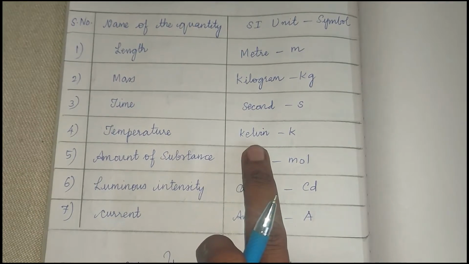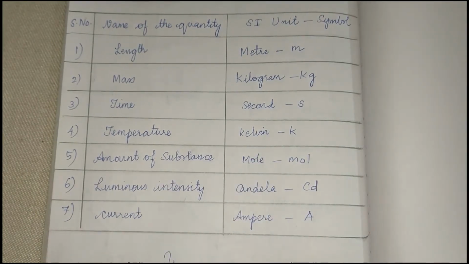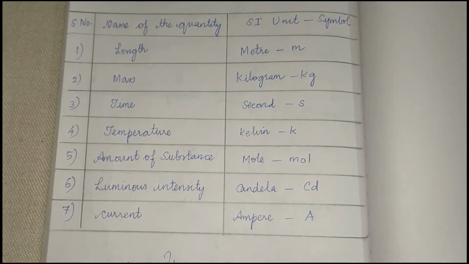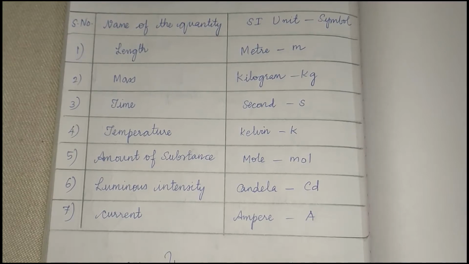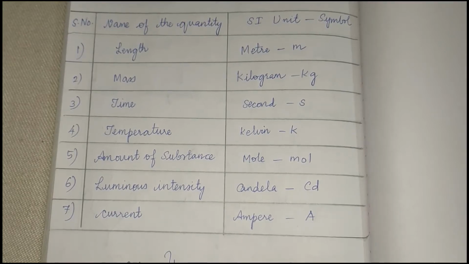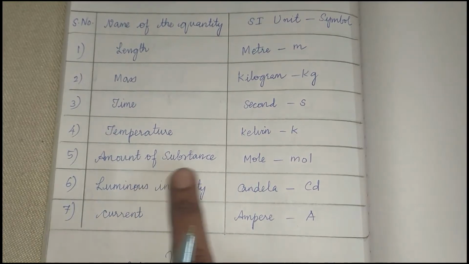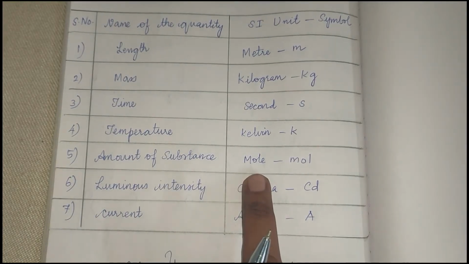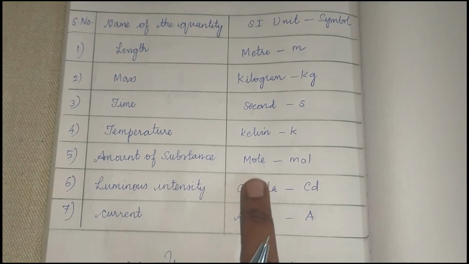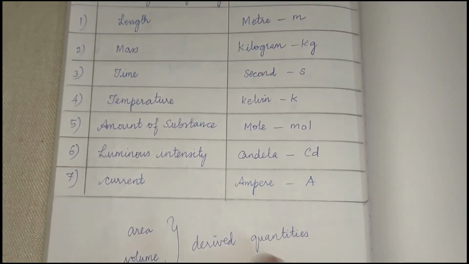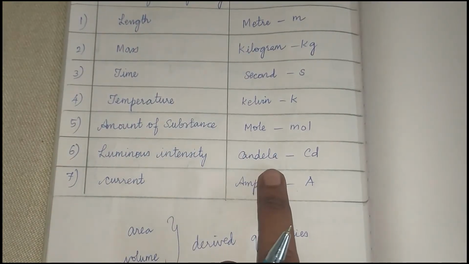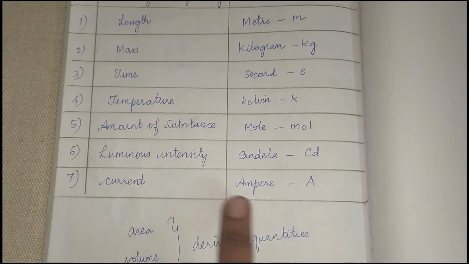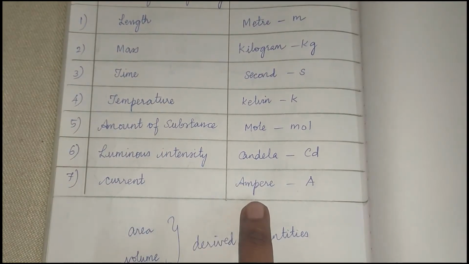Kelvin, right? And next one, when you are doing an experiment, you are not going to say 1 kilogram of carbon dioxide or 1 gram of water. We use it as we take 1 mole of carbon dioxide or 2 moles of water. Next one is going to be luminous intensity, and that is measured by candela, and current is measured using ampere.